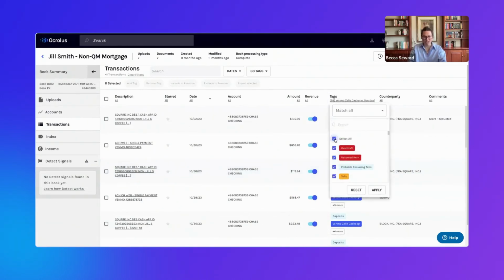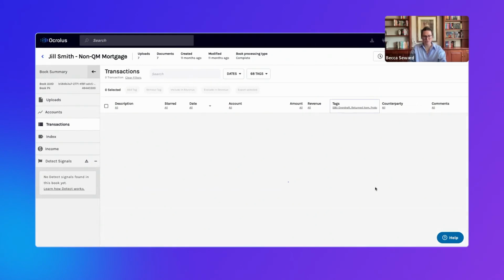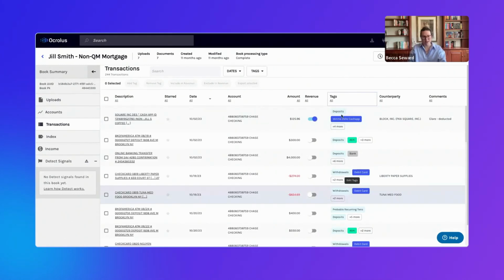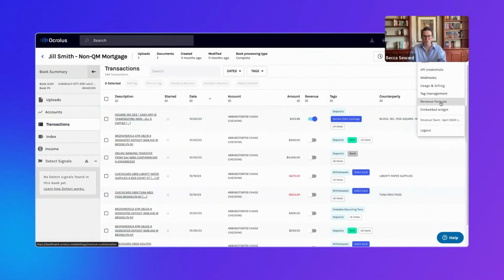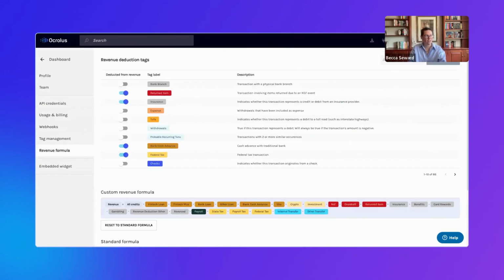Where you want to leverage these transaction tags is when you are trying to build out your revenue formula. So different lenders may deem different transactions or different types of transactions as revenue or non-revenue. And so if you navigate to the settings and go to revenue formula, you have the ability to actually control which of these tags are considered to be income or revenue or not.